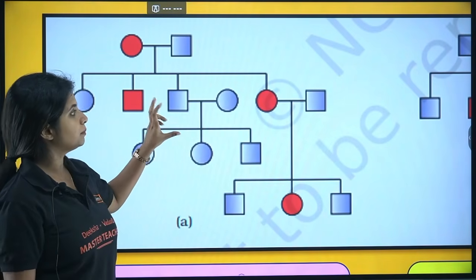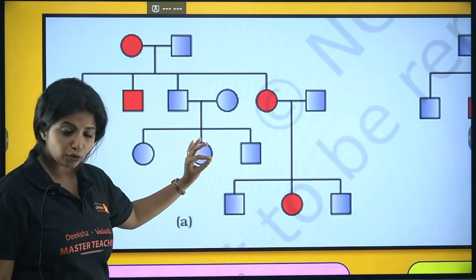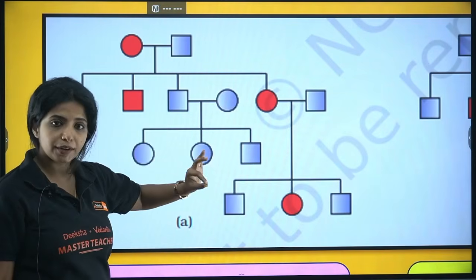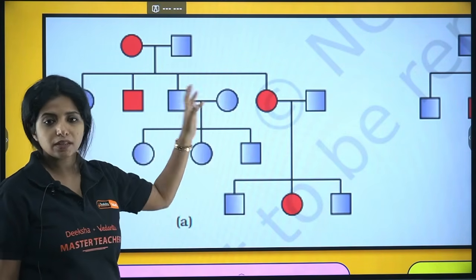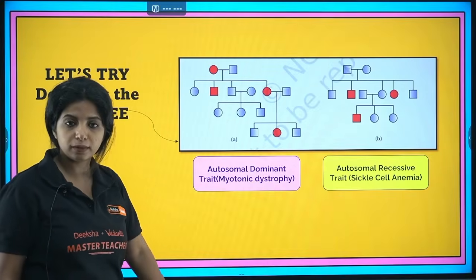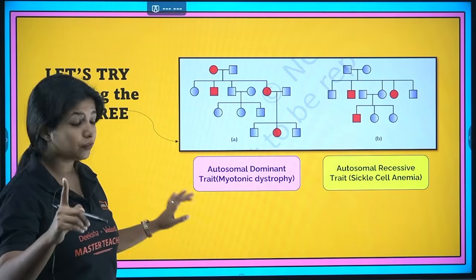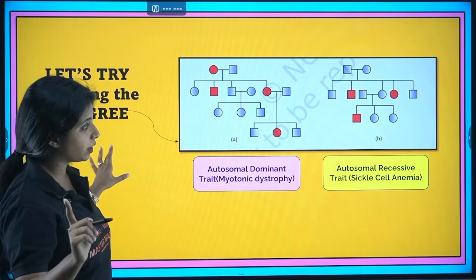And over here, it is an autosomal disorder, and it is a dominant disorder. Every single generation you can see, and males and females are equally affected, which is why it is autosomal. Done. Myotonic dystrophy, do not forget it. I'm telling you again.